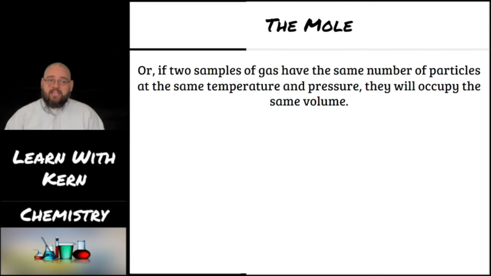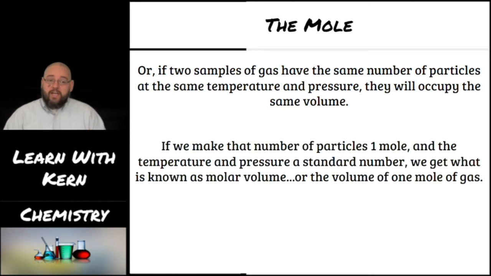So another way of talking about that is if you have 2 samples of a gas that have the same number of particles at the same temperature and pressure, they're going to occupy the same volume. It's basically restating the same thing. If they have the same number of particles and the same temperature and pressure, they're going to have the same volume. We call that molar volume. When we make the number of particles equal to a mole, and the temperature and pressure we set to a standard number, we get what is known as the molar volume. That molar volume is the volume of 1 mole of a gas at certain temperatures and pressures.